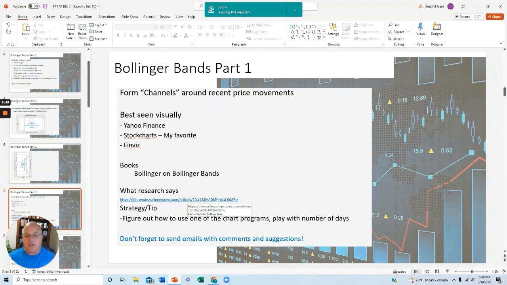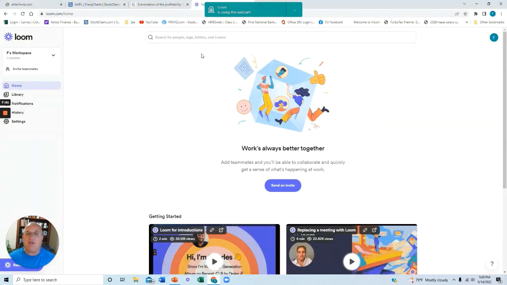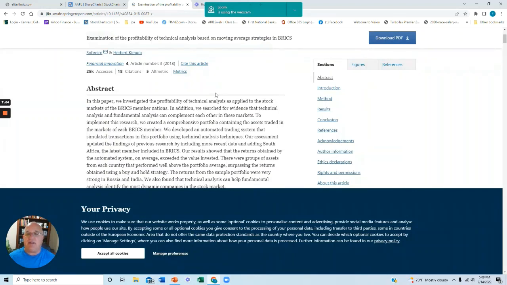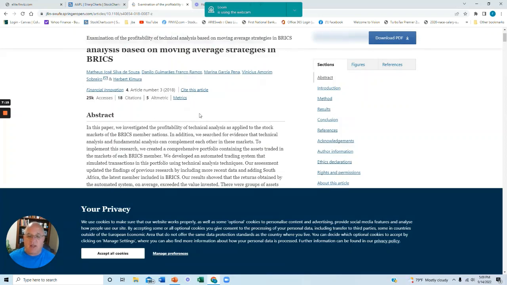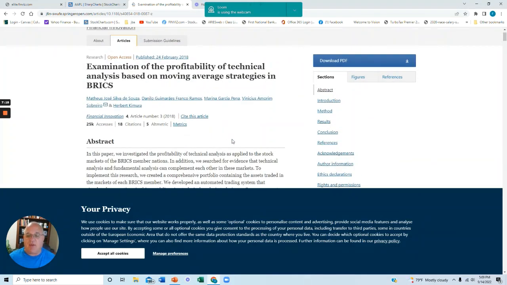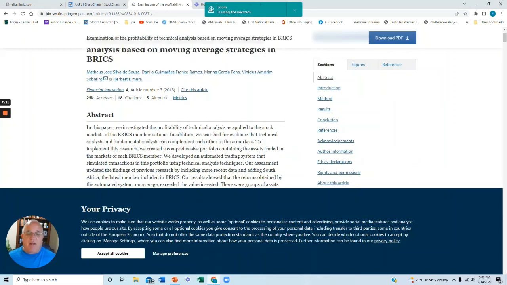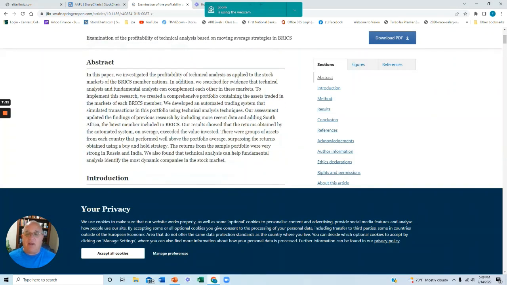So what does research say? If you go to the Springer open article here and look it up, you will see that it is an examination of the profitability of technical analysis based on moving average strategies, which is what Bollinger Bands are, in the BRICS countries: Brazil, Russia, India, China, and they added South Africa as the S part of that. In this paper, they investigate the profitability of it in those stock markets. In addition, they search for evidence that technical analysis and fundamental analysis can complement each other in these markets. To implement it, they looked at a comprehensive portfolio containing assets traded in those markets.